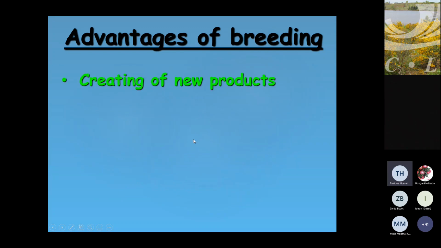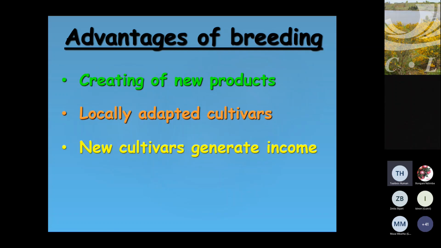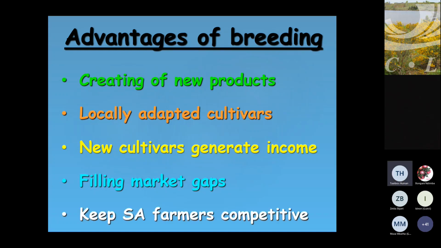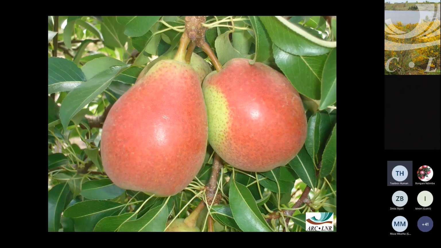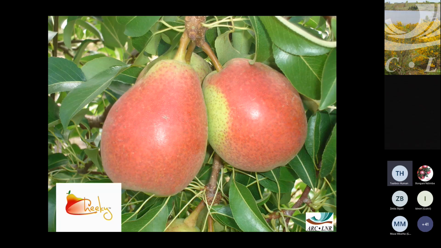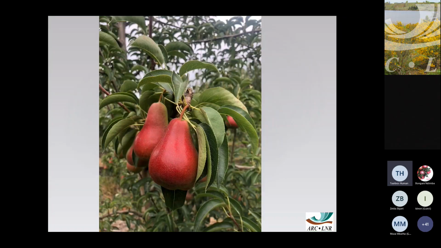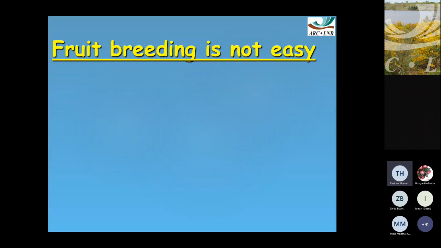The advantages of breeding are that you can create new products, and another is locally adapted varieties for African conditions. New cultivars can generate income, filling market gaps, which is important for us, keeping the overseas markets supplied with a constant product for a longer period. And the most important is to keep South African farmers competitive in the overseas markets and worldwide. This is just Cheeky, one of the varieties that the ARC has bred, and it has a nice logo and also certain traits. And this is Cape Blush, which was released recently.